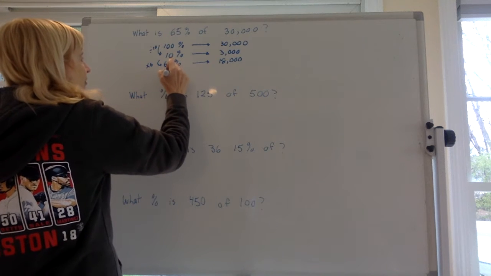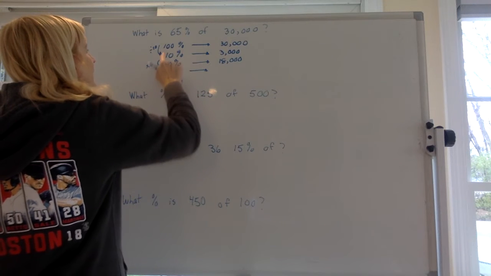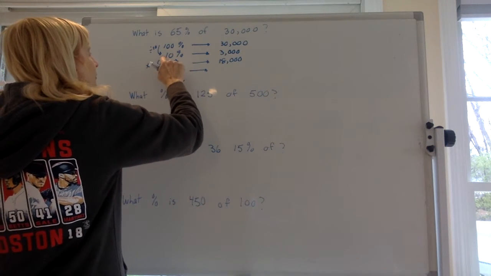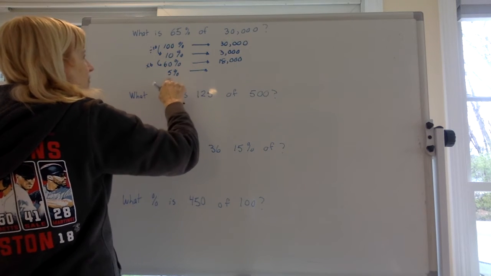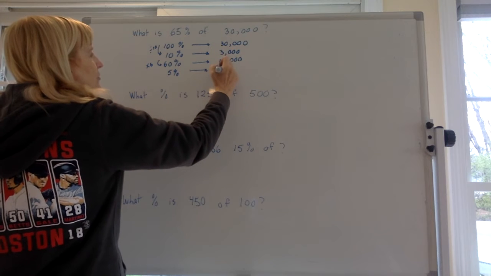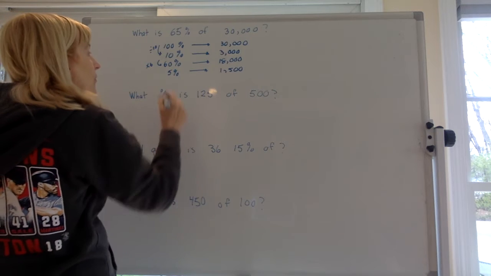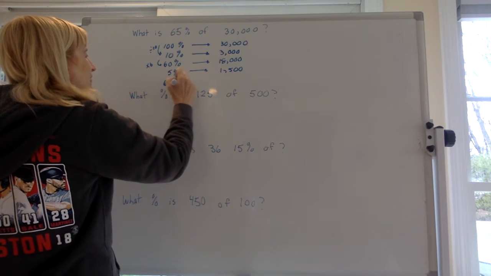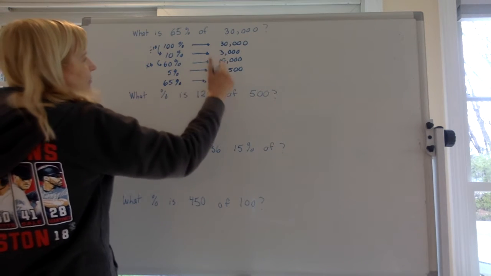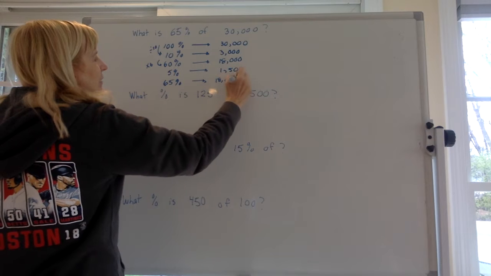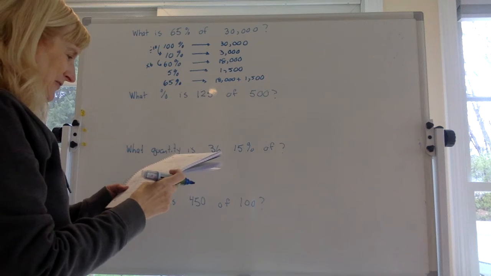Can I do a 5%? Can we work off the 10? If 10% is 3,000, going from 10 to 5, you divide by 2, right? 10 divided by 2 is 5. So divide the 3,000 by 2. That's 1,500. Okay, so now our final goal is 65%. So what do we have to do? Well, we can take 60%, which is 18,000, and add the 5%, which is 1,500. So I think that's 19,500, isn't it? Yeah.